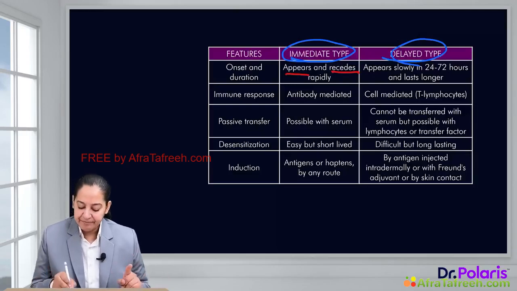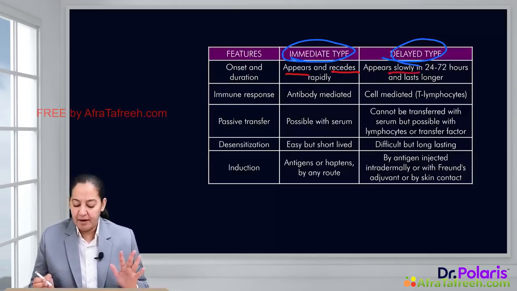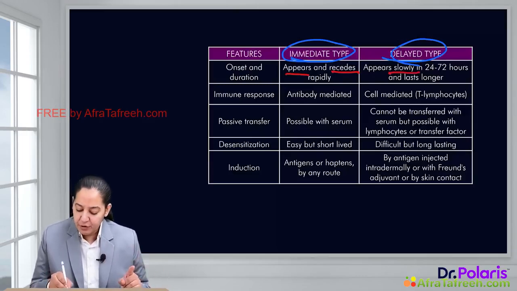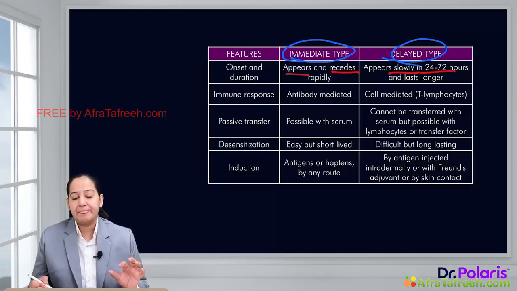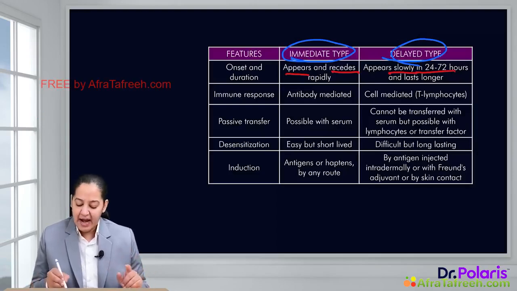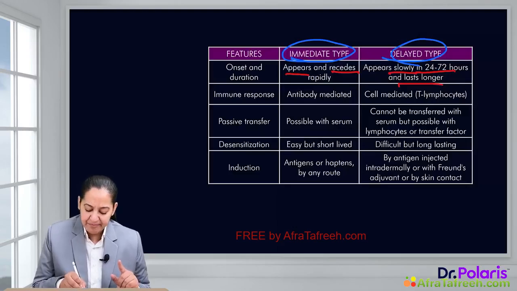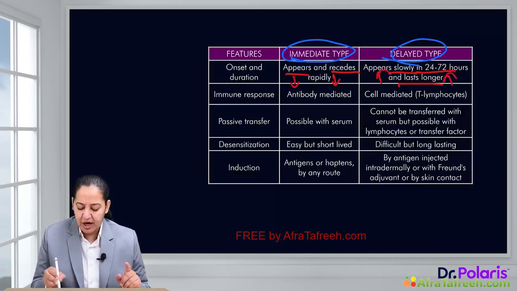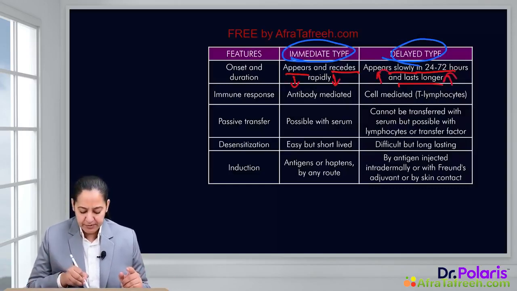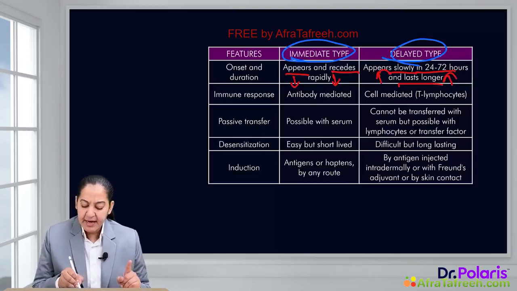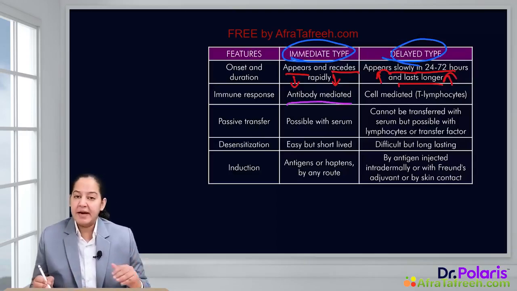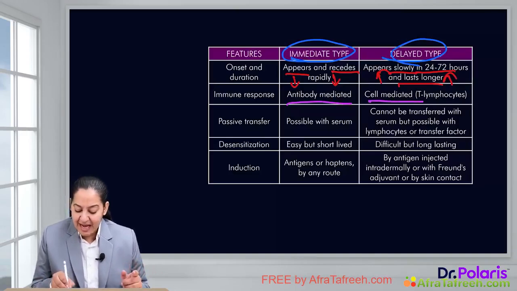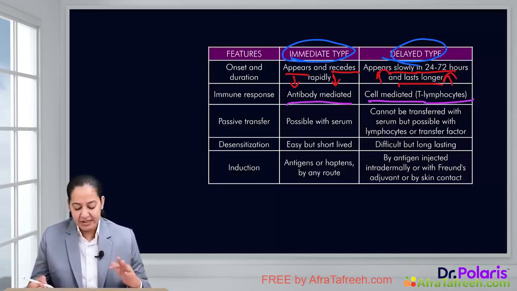But in the delayed type, they appear slowly. This type of hypersensitivity appears slowly, maybe 24 to 72 hours after the appearance of the antigen, and it lasts longer. So onset is slow and duration of action is also longer. So in the immediate type, the onset and duration both are less. In the delayed type, the onset and duration both are prolonged. Coming to the immune response, you can see the immediate type is antibody mediated. That's why it's fast. And the delayed type is cell mediated, that is T lymphocyte mediated. That's why it is slow.